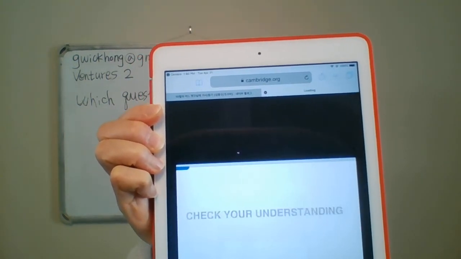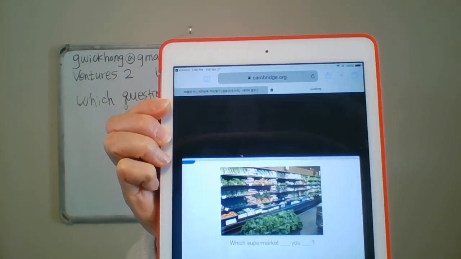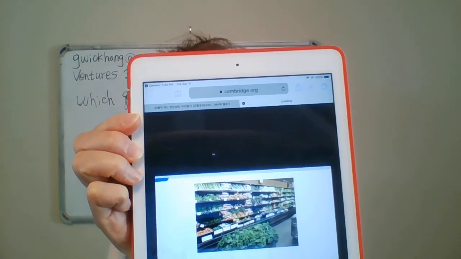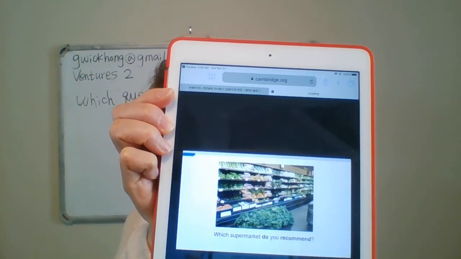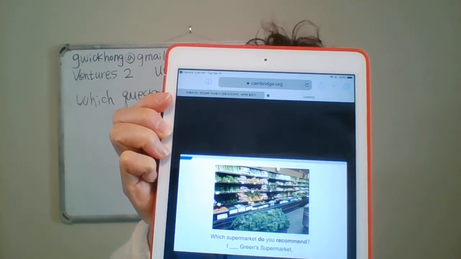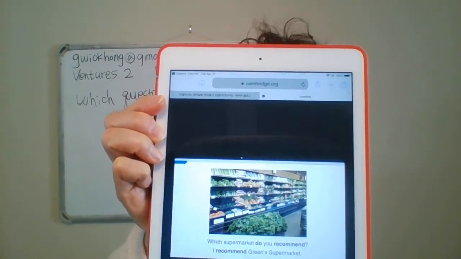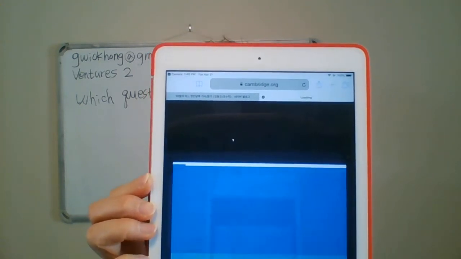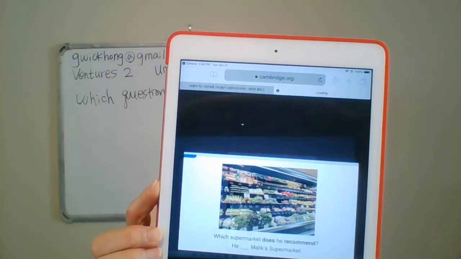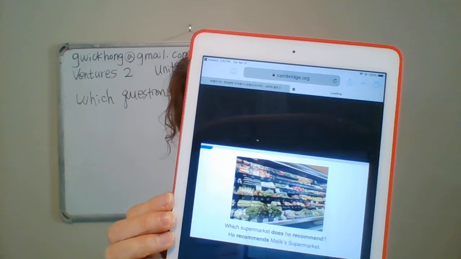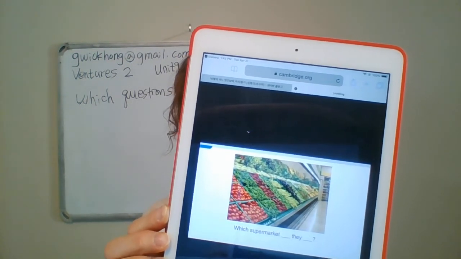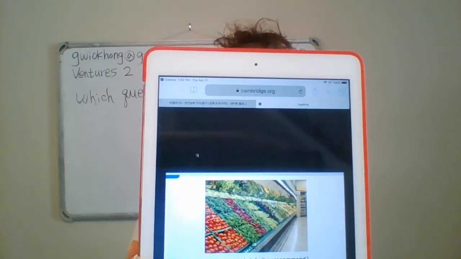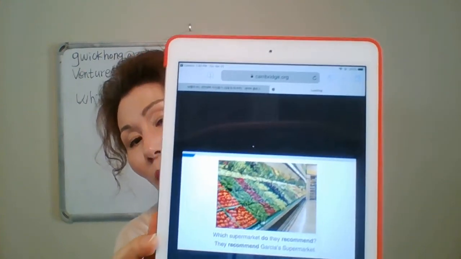Check your understanding. Look at the picture. Complete the question. Which supermarket do you recommend? Look at the picture and read the question. Complete the answer. Which supermarket do you recommend? I recommend Green's Supermarket. Which supermarket does he recommend? Which supermarket does he recommend? He recommends Malik's supermarket. Which supermarket do they recommend? Which supermarket do they recommend? They recommend Garcia's Supermarket.